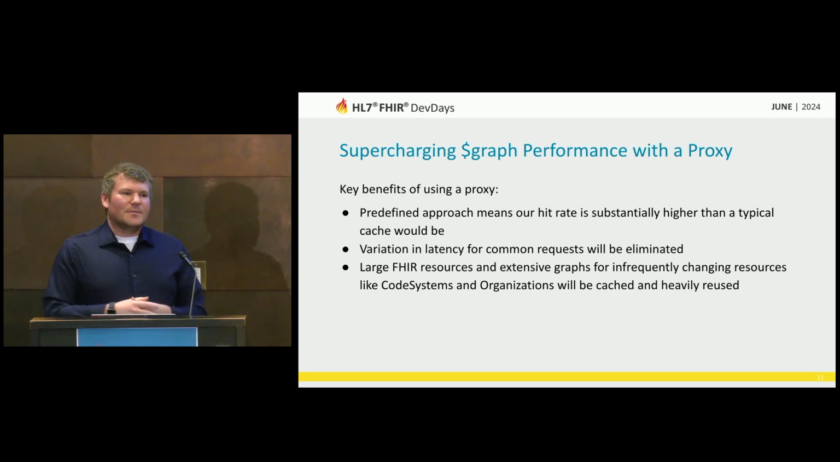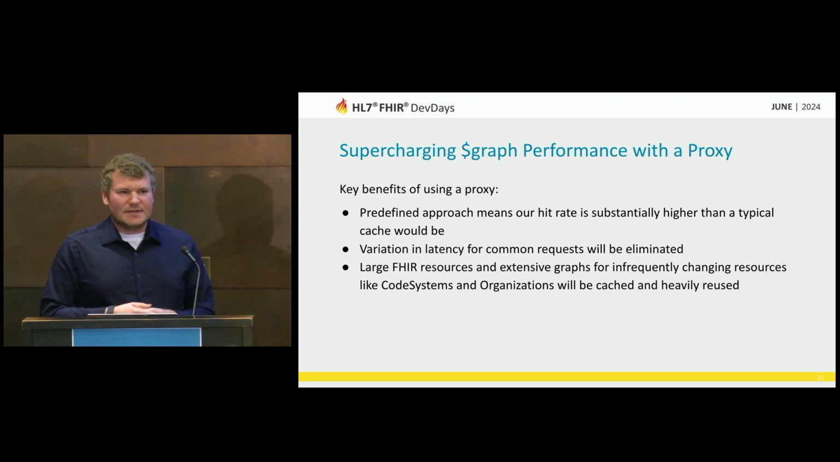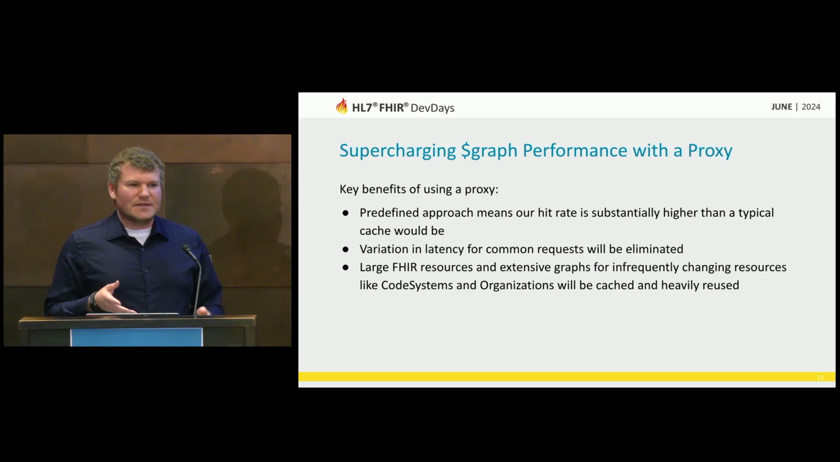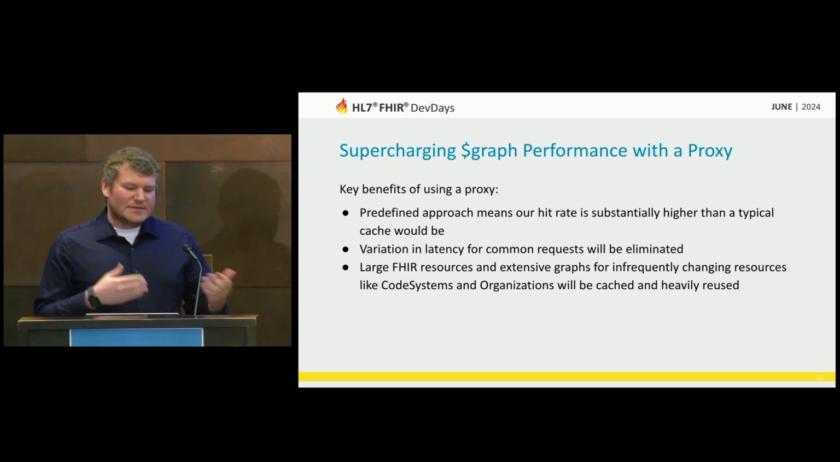So you can imagine an example where you have a hierarchy of organizations, maybe you're supporting multi-tenancy, and you have a graph that defines the relationships of all your organizations and their child organizations. If that's something that you're caching, obviously the organizations aren't going to be changing very often, so that's something that you'll have a very high hit rate on for caches and have very good performance on.